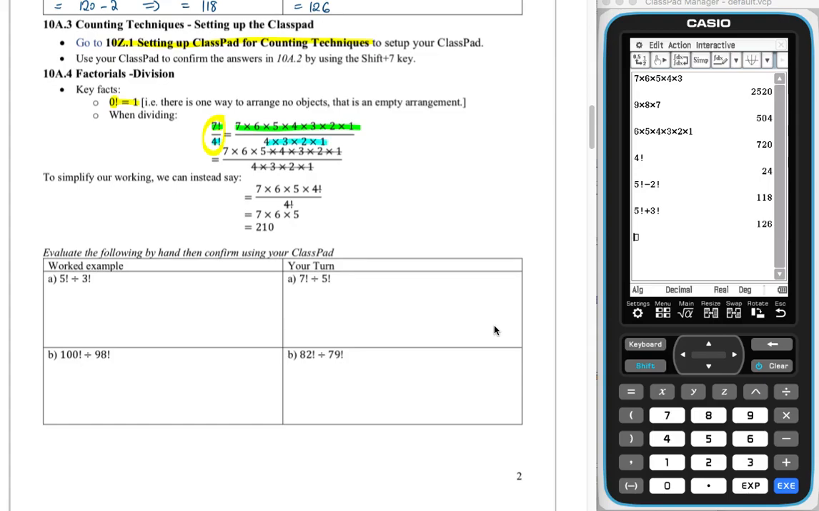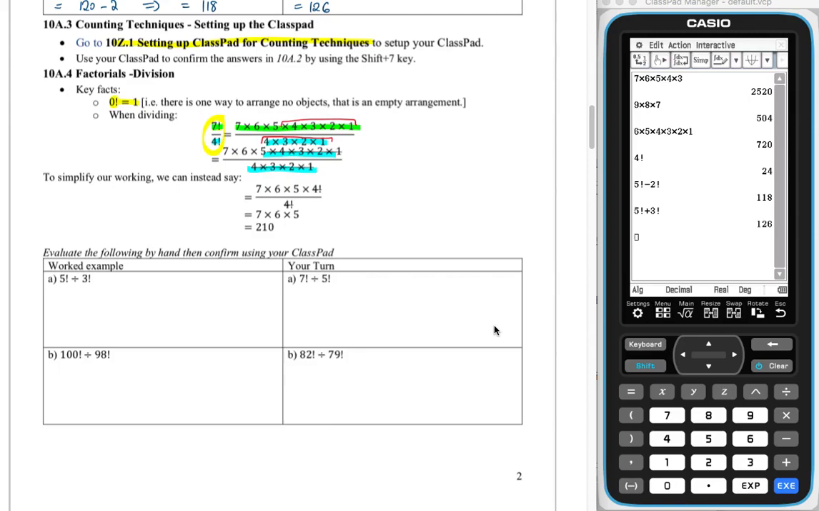Now what we can clearly see here is we can cancel top and bottom. We know 4 divided by 4 is 1, the same as 3, 2, 1. So we can essentially eliminate those ones here. I can eliminate that bunch there. We know they will cancel out. So we can see this shown underneath, that and that get eliminated, and we're just left with 7 times 6 times 5.